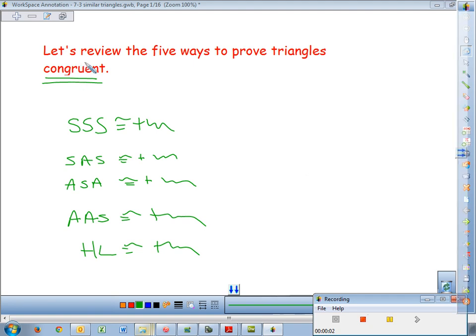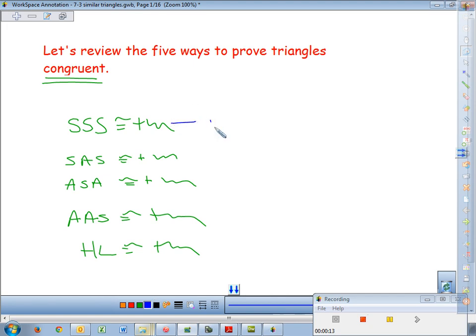So, reviewing the 5 ways to prove triangles congruent, we should have them down: side-side-side, side-angle-side, angle-side-angle, angle-angle-side, and hypotenuse-leg. Those are all congruence theorems. Today, we will not prove triangles congruent. We will prove them similar instead. There are only 3 ways to do that.